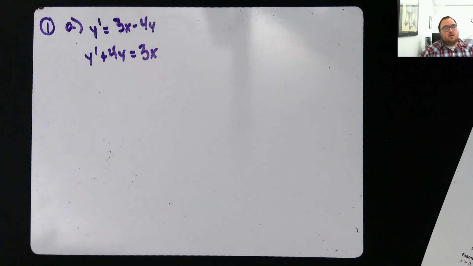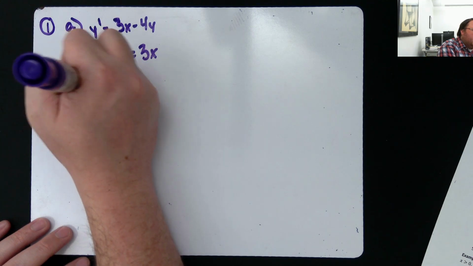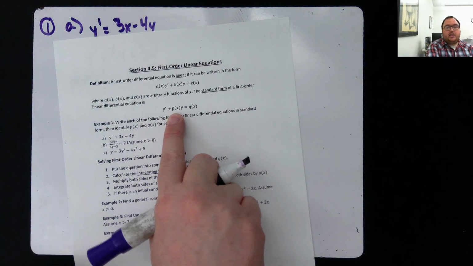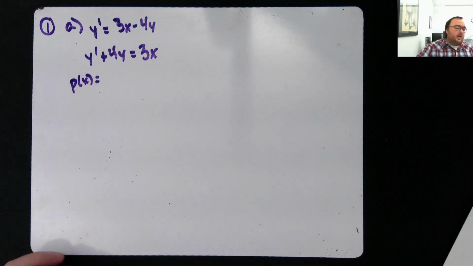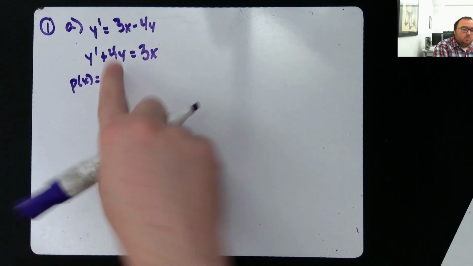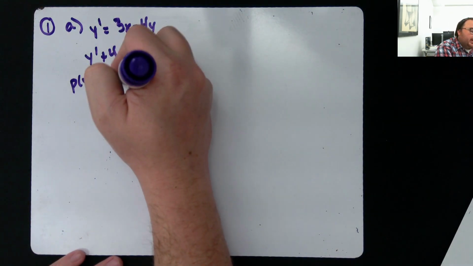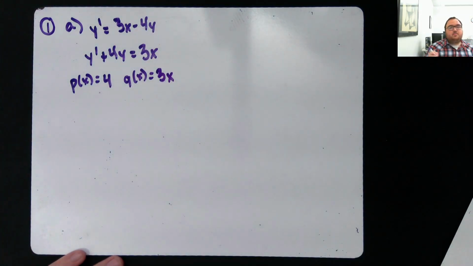So now I want to know how to find p of x and q of x. P of x is going to be what's in front of the y. Q of x is what's on the right side. So p of x in front of the y is a 4. So p of x is just 4. And then q of x, again, is what's on the right side. On the right side, I just have 3x. So that's it.